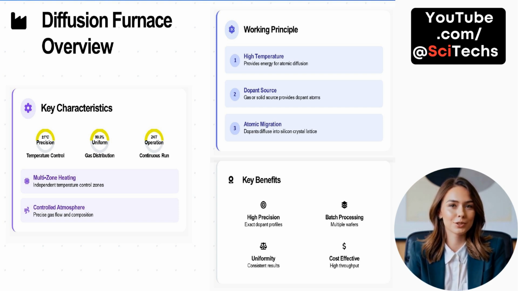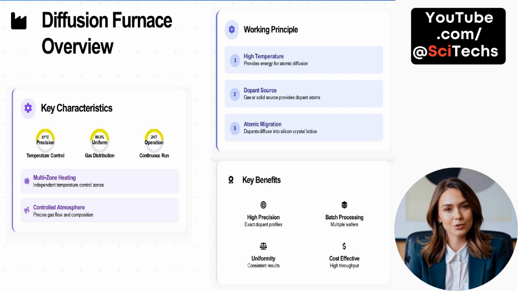The working principle includes 3 essential steps. First, high temperatures supply the energy needed for atomic diffusion. Second, dopant atoms are introduced via gas or solid sources. And third, these atoms migrate into the silicon crystal lattice.